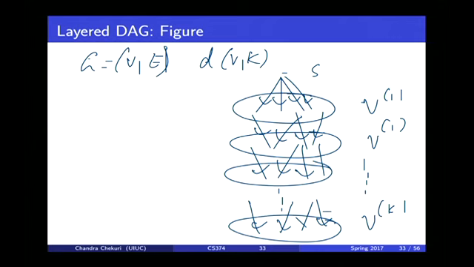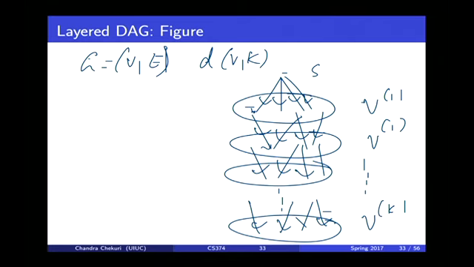Now there are no edges within a copy, but what are these edges between two layers? Remember, if this is a copy of u here and a copy of v here, what is the length of the edge I put there? The length of the original edge between u and v. Is it okay, what I did? I took the original graph G and created this layered graph out of that with k layers. Any k you want.